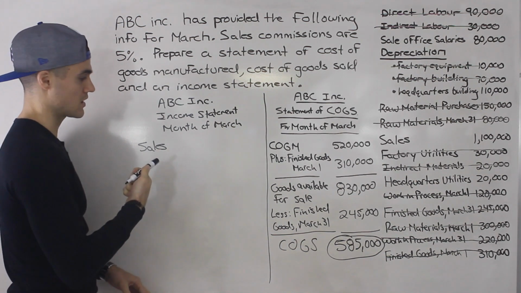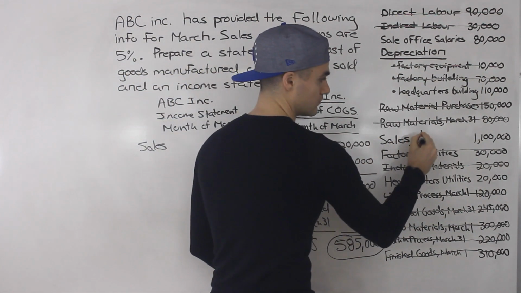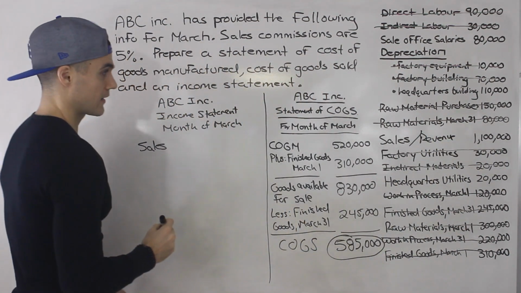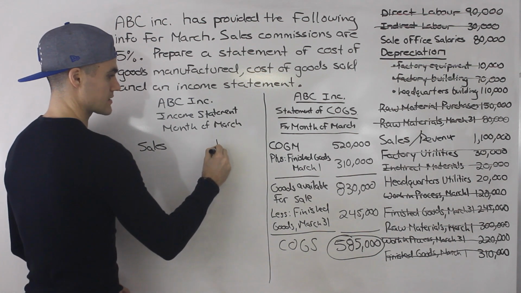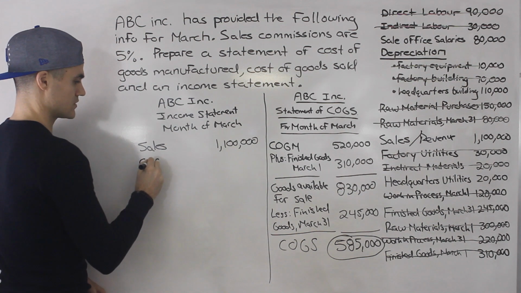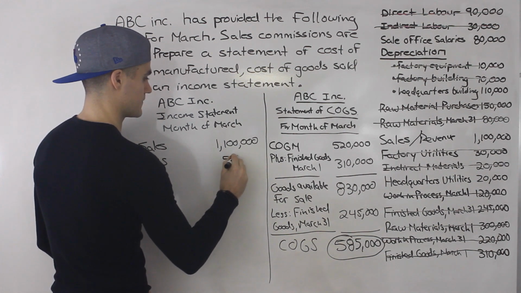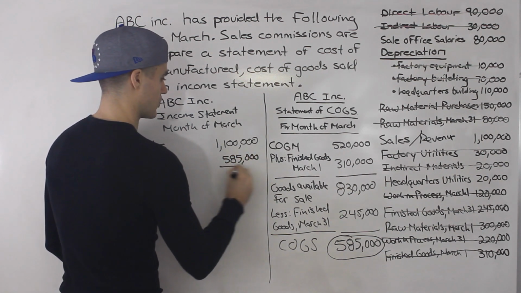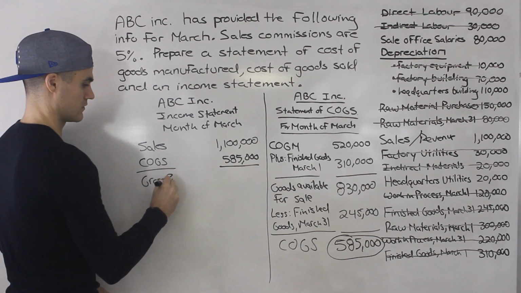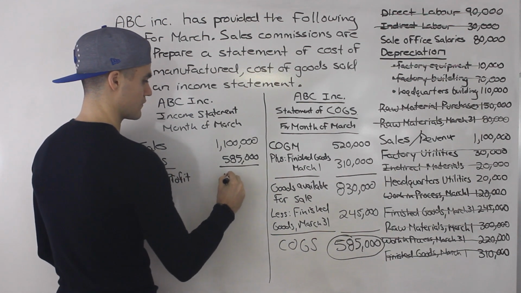So the first thing that comes up on the income statement is the revenue or the sales. This could also be called revenue. Right, so look out for that in questions given. And the sales here, that's 1,100,000. Then we have the cost of goods sold, which we just got there, right? So that's 585,000. You can actually net these out over here to get your gross profit. So that would be what, 515,000.